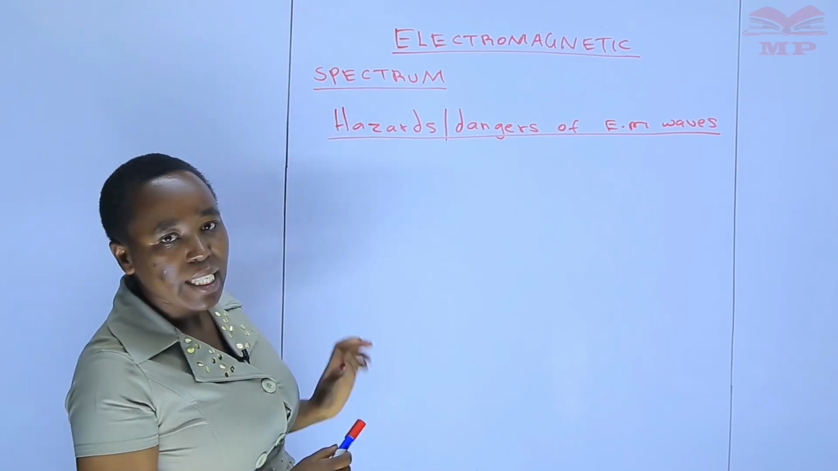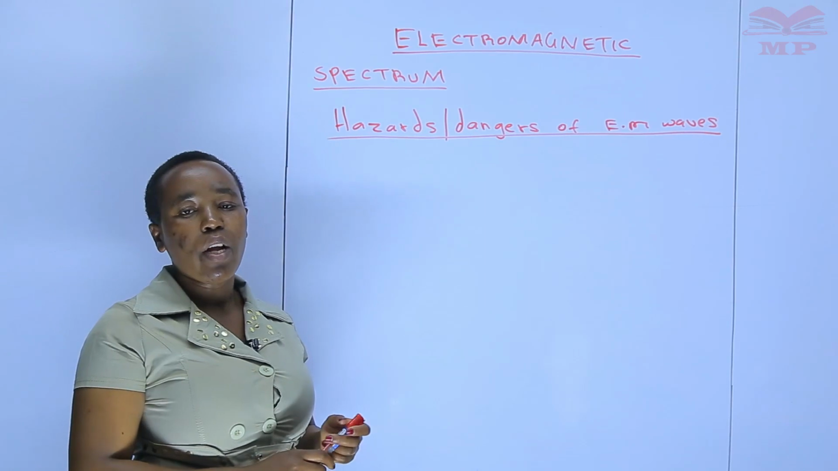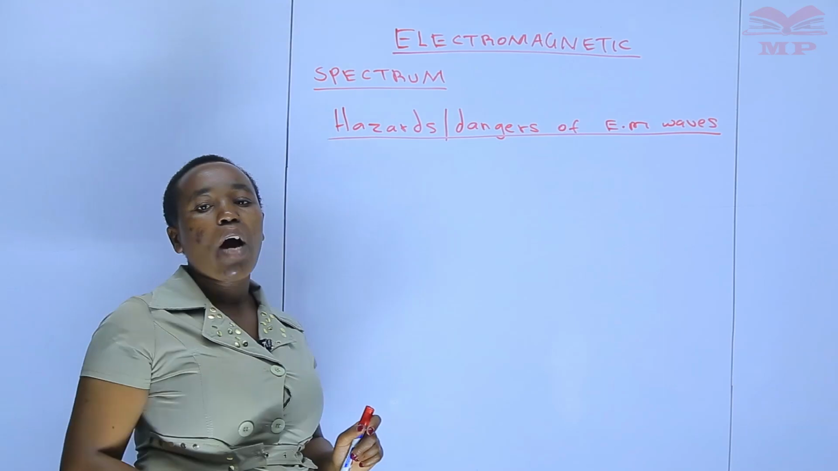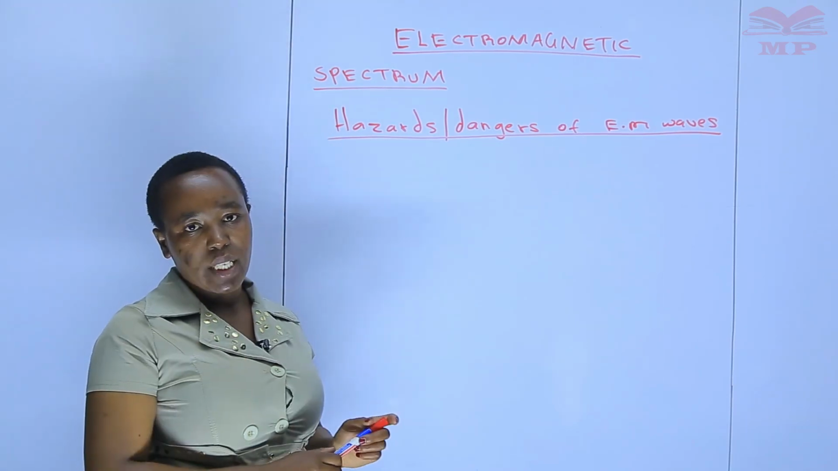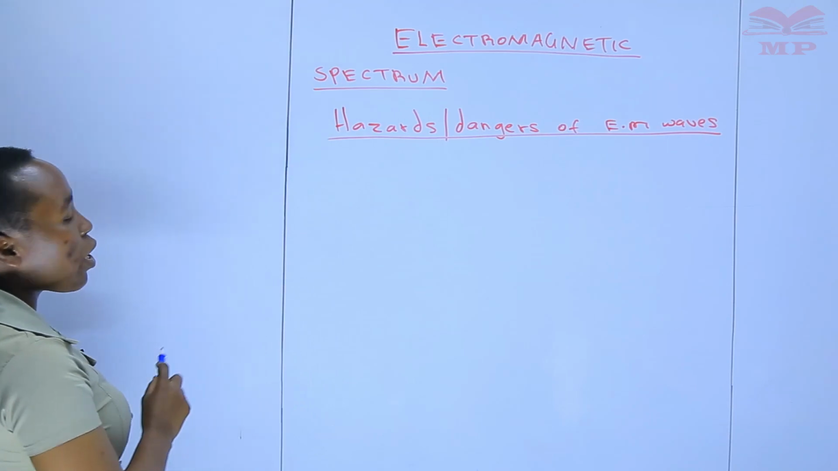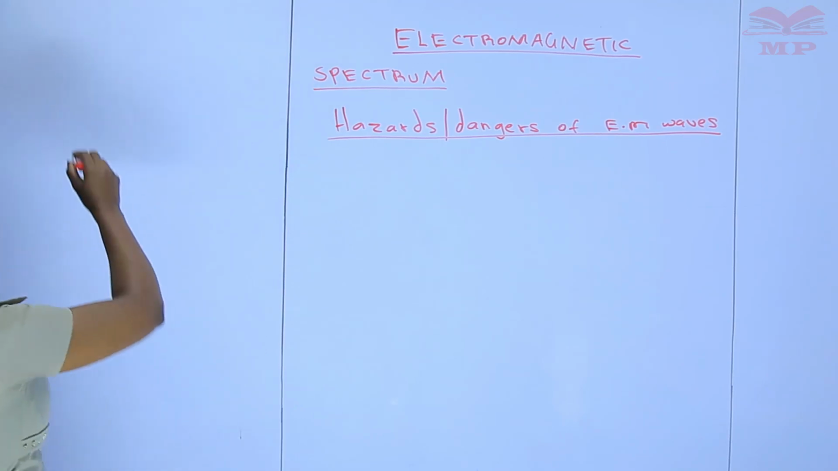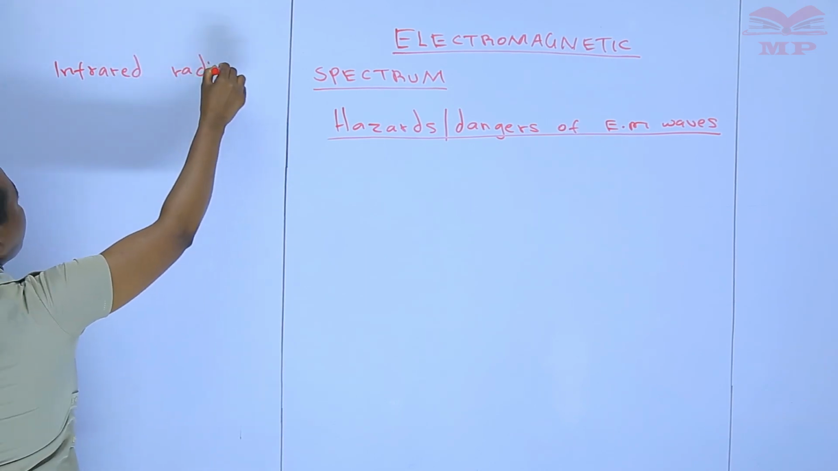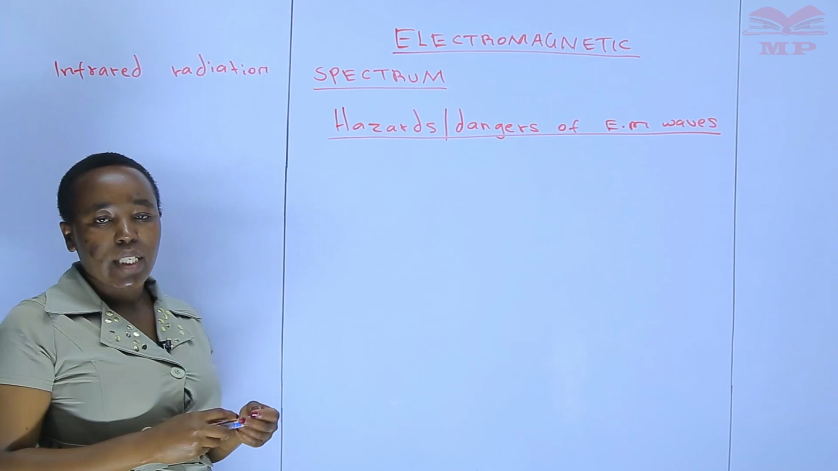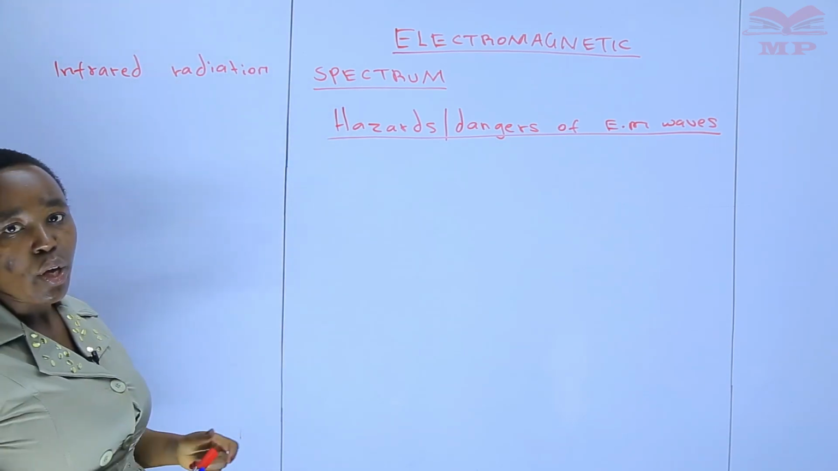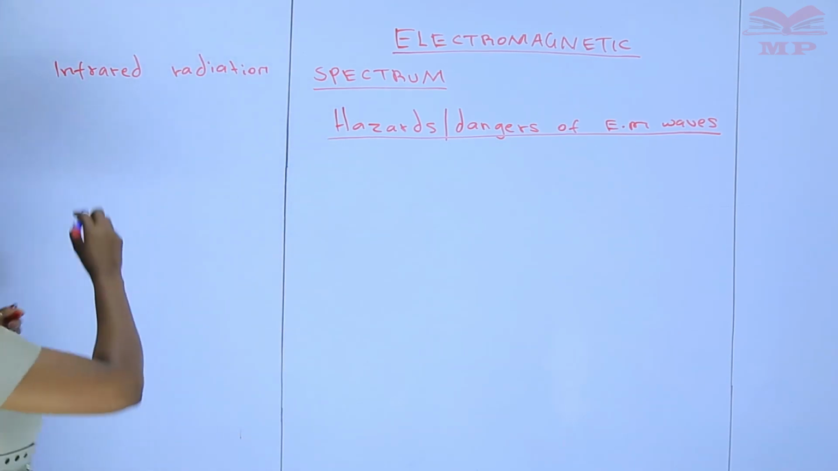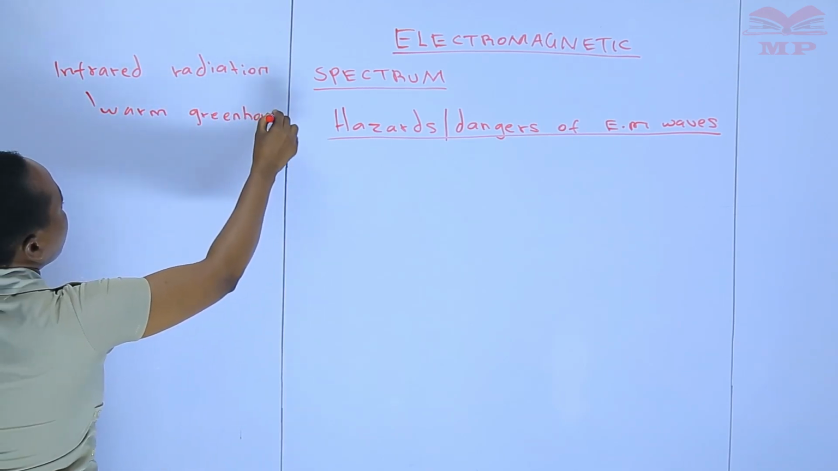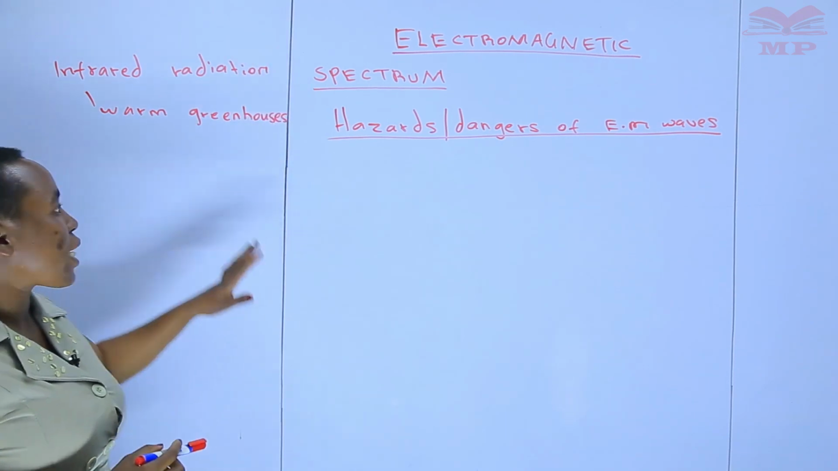But before we look at these hazards, during the previous lesson, we were looking at how the electromagnetic waves are produced, how they are detected, and how they are used. And I remember we mentioned one of the electromagnetic waves, that is the infrared radiation, and one of its uses: it can be used to warm the greenhouses.